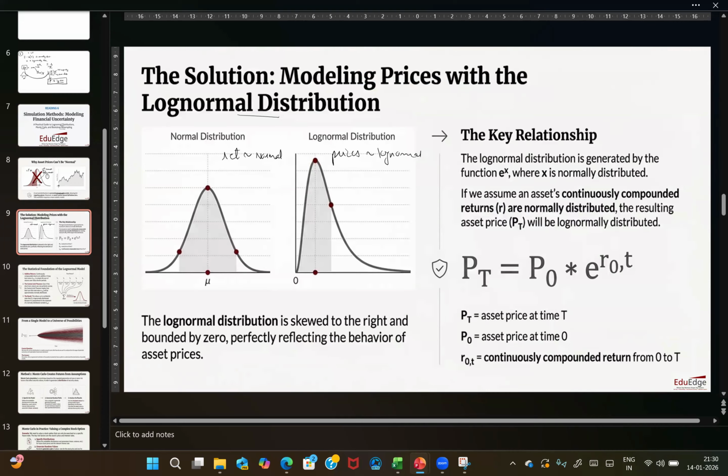And when I write R as ln of P1 by P0, and if I take, say, exponential on both sides, I get P1 is equal to P0 into e to the power R. If we extend for t periods, it looks like this: Pt is equal to P0 into e to the power RT.